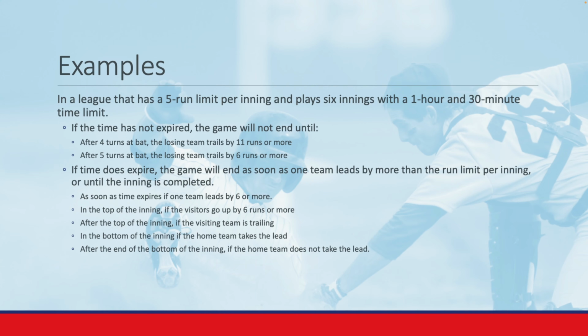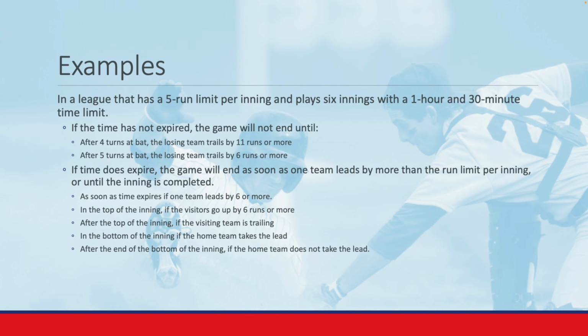Situation 2 is that after 5 turns at bat, if the losing team trails by 6 runs or more. Again, the reason here is that they have 1 more turn at bat, and the run limit is 5 runs per at bat. Now, if time does expire, the game will end as soon as one team leads by more than the run limit per inning, or until the inning is completed. So, as soon as time expires, if one team leads by 6 or more runs, then the game would end because neither team can score 6 runs in an inning.